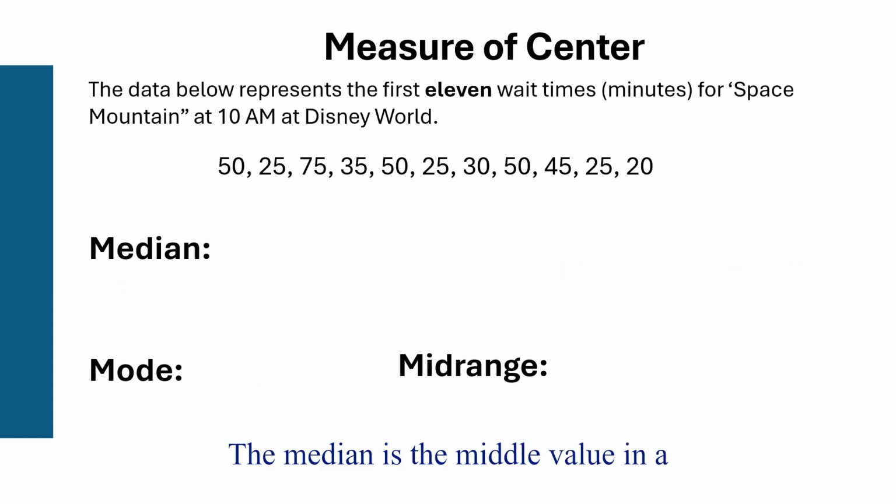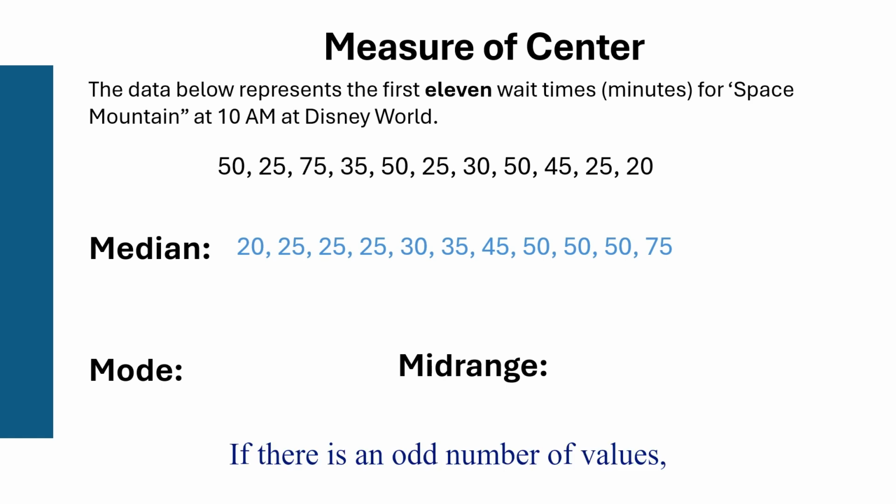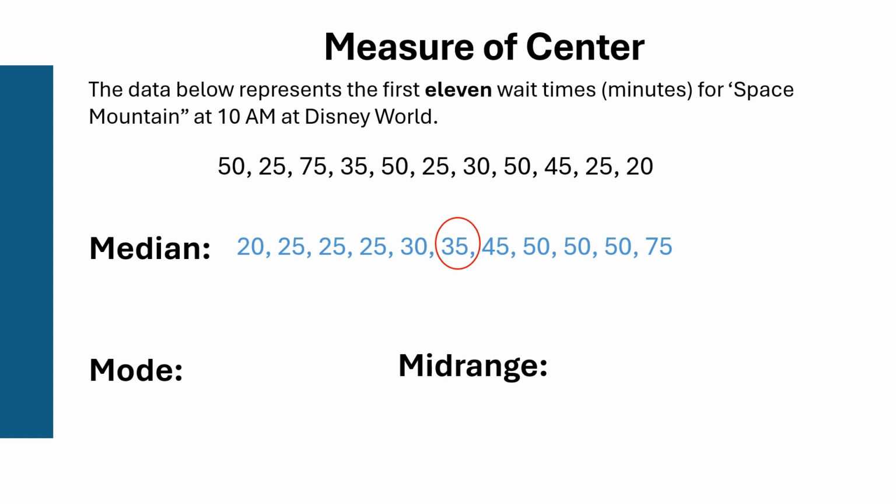The median is the middle value in a data set that is ordered from least to greatest. To find it, you first need to arrange all the values here in ascending order. If there is an odd number of values, which in our case is 11, the median is the value that is exactly in the middle of our sorted data here, which is 35. If there is an even number of values, the median is calculated by taking the sum of the two middle values in the list and then dividing by 2.